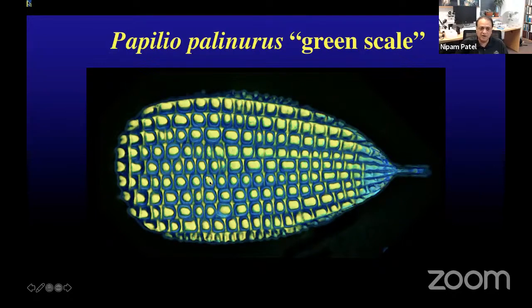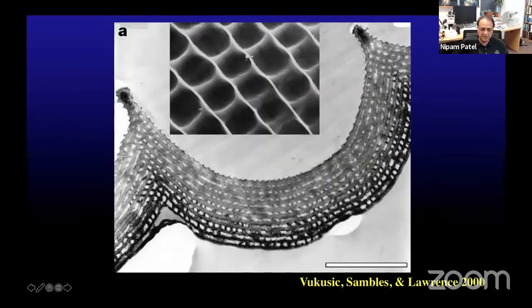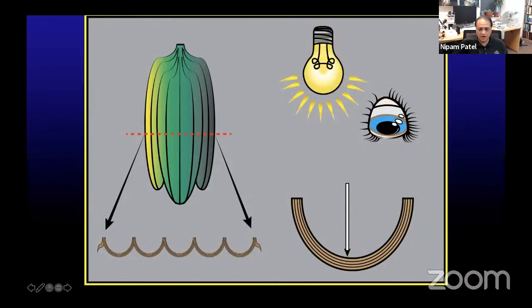So how does this work? In this case, this is a multilayer of chitin and air, but it's curved. And that curvature is key to this phenomenon. What happens is that when white light hits the bottom of the dimple, the spacing between these layers is just right that you get constructive interference of yellow light.